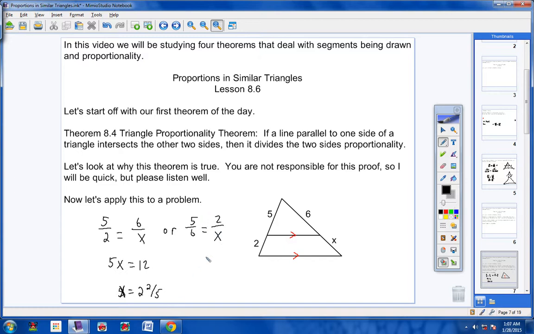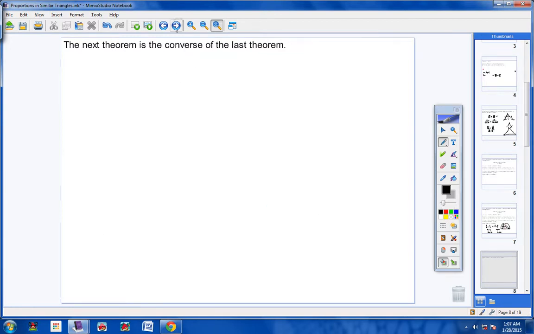Same thing here, 5 times x is 5x. 2 times 6 is 12. Divide both sides by 5, and you would get 2 and 2/5, or 2.4, okay? So there we go. Anytime you have a triangle with a segment drawn inside the triangle that connects two sides and is parallel to the third side, then it divides these sides up here and these sides up here proportionally. Okay, now let's continue on.